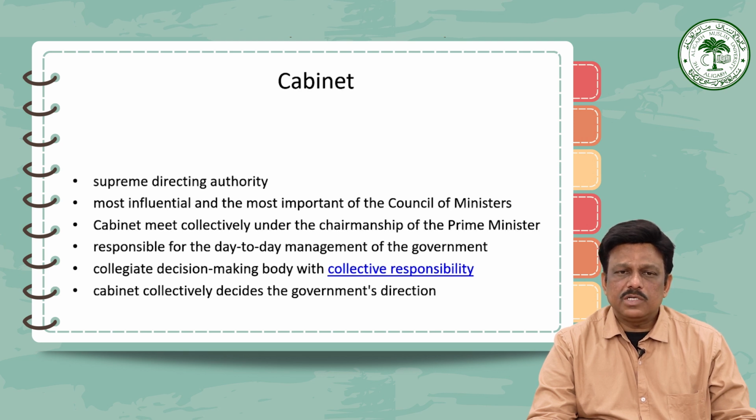Now, there is a sharp distinction between a cabinet and a ministry or the council of ministers. The cabinet, wherever the parliamentary system exists, has an extra-constitutional growth and consists of about 20 or fewer ministers who are the most influential and the most important of the council of ministers. Now, these members meet collectively under the chairmanship of the Prime Minister, generally once a week, deciding upon the policy and in general heading up the government.